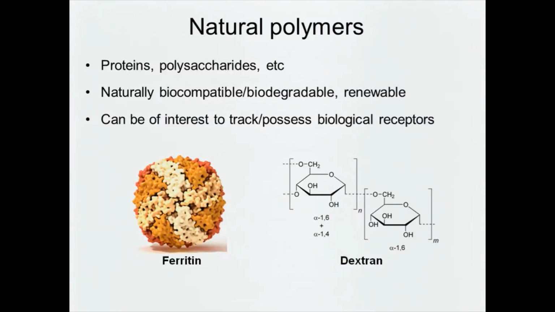There are many different types of natural polymers. We'll go into some more detail later. Proteins, polysaccharides, other things. So these are renewable, biocompatible, biodegradable, so there are many advantages to using these types of agents. And if you are interested in knowing what these particles are doing, it can be interesting to track them. So here are a couple of examples: ferritin and dextran, which is a polysaccharide.